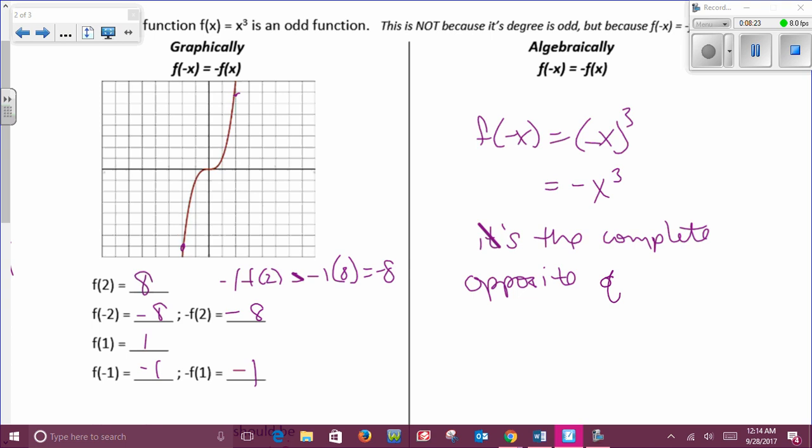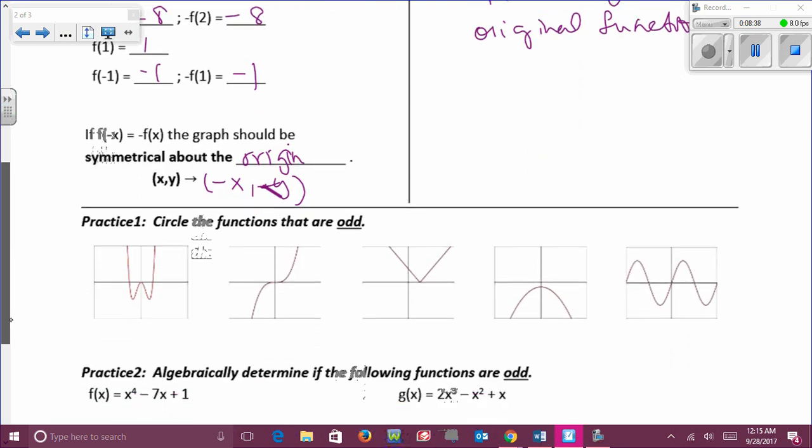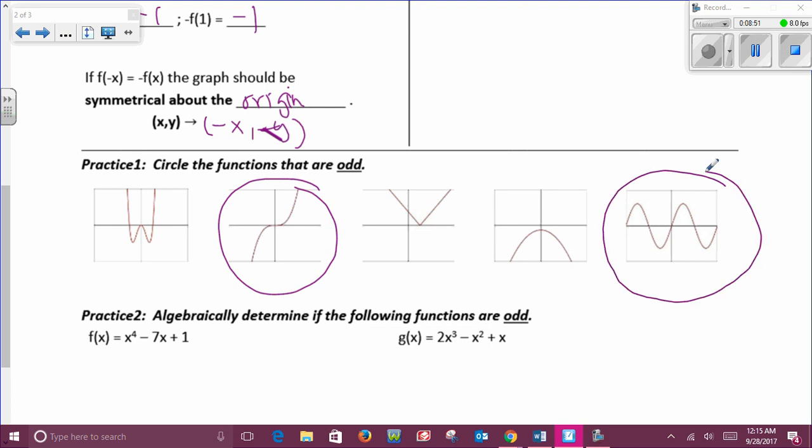Of the original function. So what that means is all my signs are changed to their opposite. So that makes it odd. Practice. Circle the functions that are odd. Well, this one's odd because it reflects through the origin. This one is odd because it reflects through the origin.